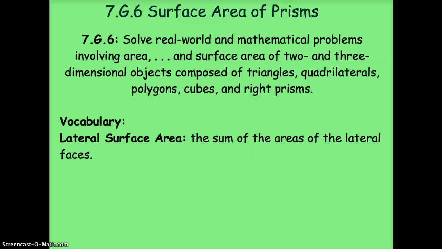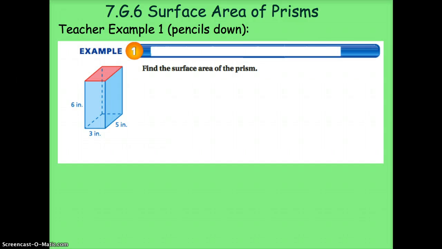We only have one vocabulary word for today, which is lateral surface area, the sum of the areas of the lateral faces. What this means is you're looking at all the areas of each side except for the bases. On a prism, as we know, there are two bases. All the remaining sides are faces, so the lateral surface area would be the sum of the areas of each of those faces. Okay, let's take a look at teacher example 1.